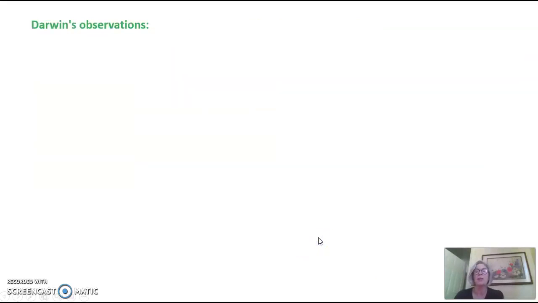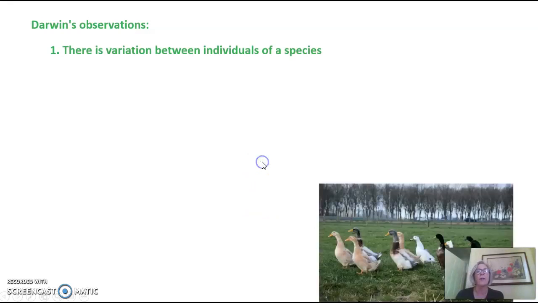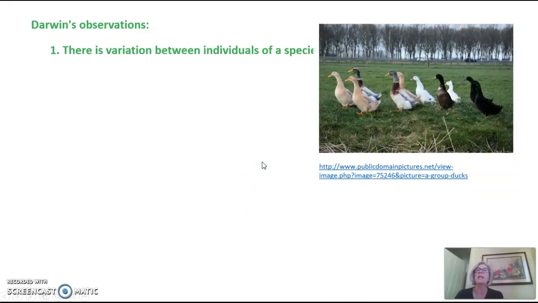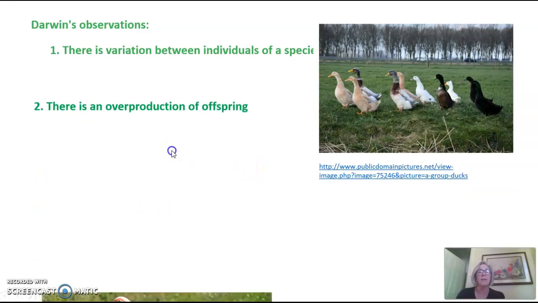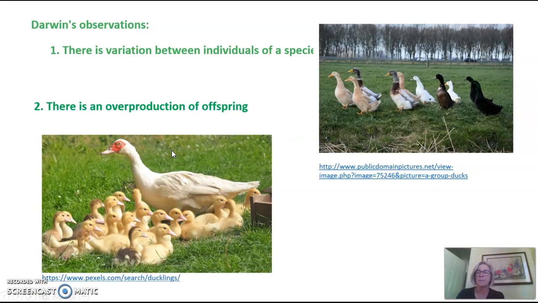While Darwin was on the Galapagos Islands, he made two observations. First of all, there is variation between individuals of a species. Second of all, there is overproduction of offspring. So let's look at these two observations. The first one, variation between individuals of a species. If you look at this population of ducks, you can see that there's variation in their feather color. It varies from very dark to kind of a lighter colored, multicolored to finally pure white feathers.